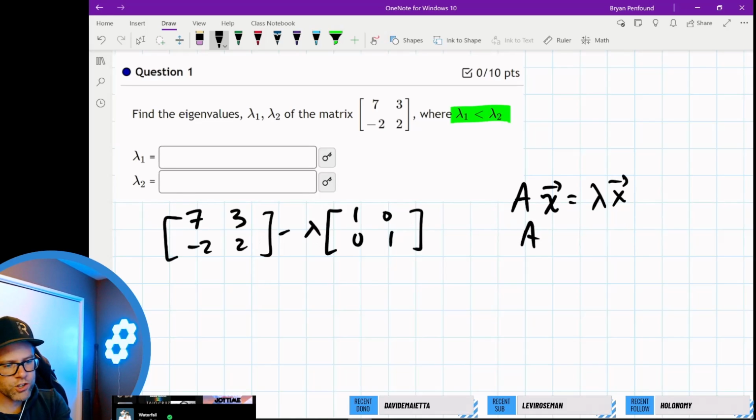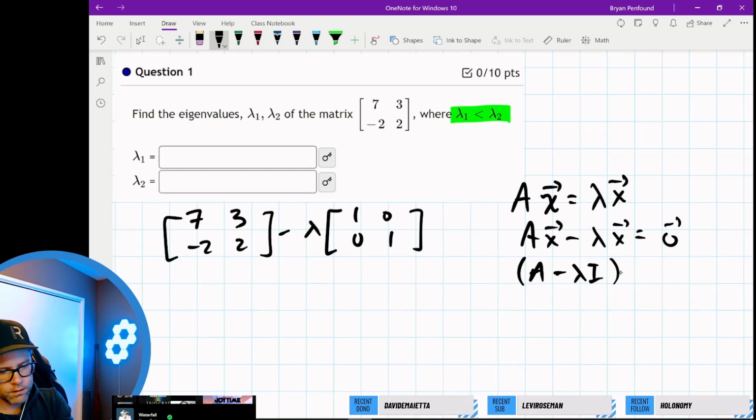This particular equation comes from the fact that we can move the lambda over like so, and we get the 0 vector. So the subtraction of these two things should give us the 0 vector. Then if we factor the x out on the right, we get A minus lambda I times x is equal to the 0 vector. So we get a homogeneous linear system, and this here is the new matrix, kind of like our new coefficient matrix that we're working with.